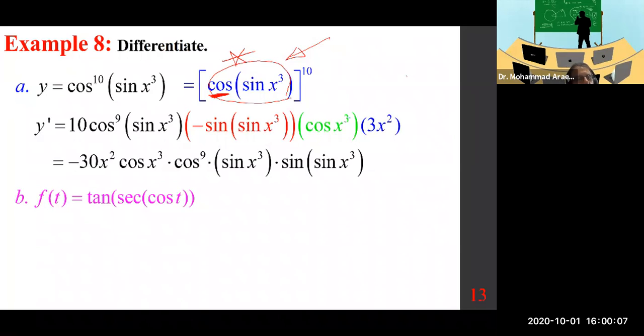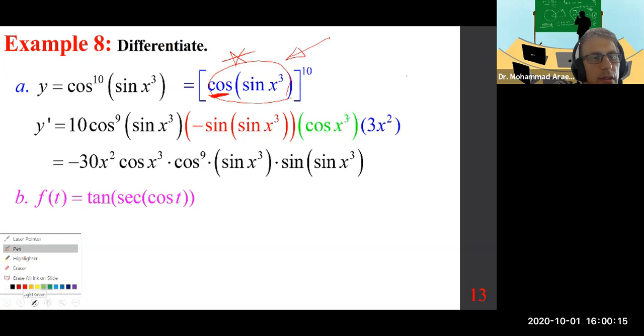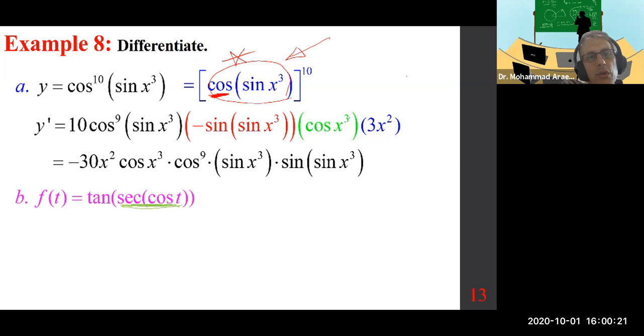Okay. Now, what happens to the next one, class? Again, let's do this. Just ignore this for now. So what do you read? You read this one. Tangent, everybody. What is the derivative of tangent? Secant squared. Okay, again, this is your answer. So the answer is secant squared of this asterisk. Do you see that?